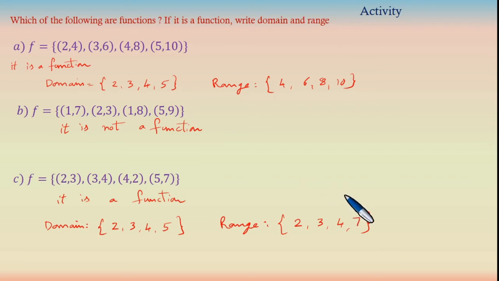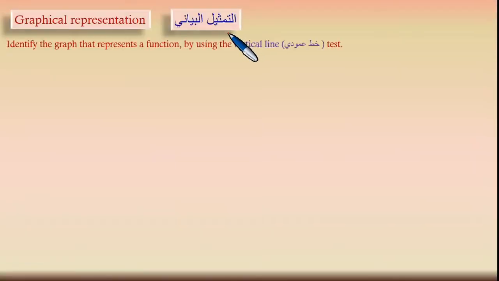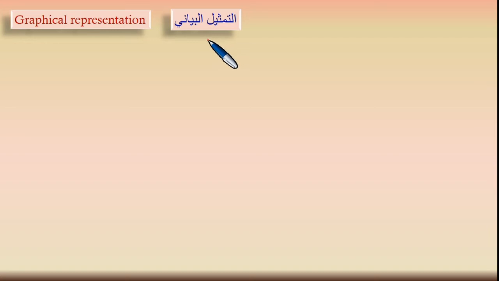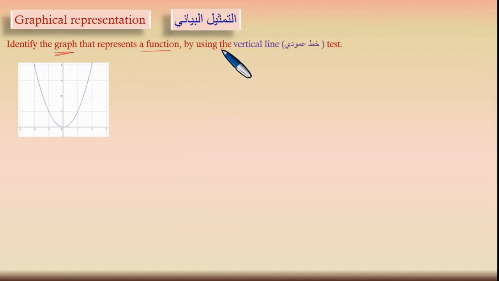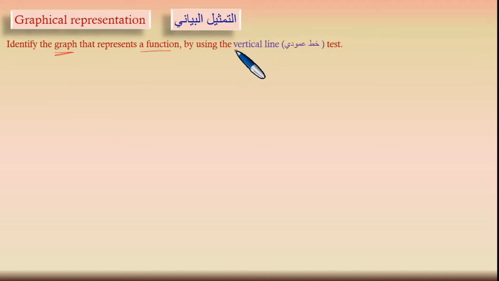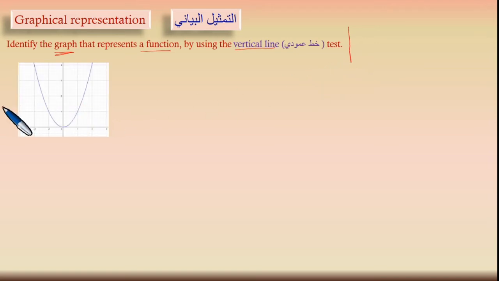I hope it's clear for you. Next representation is a graphical representation. In this representation, we will identify whether a graph represents a function or not by using a vertical line. This kind of straight line is called a vertical line. So now you see a graph over here and see the vertical line. If it's touching only at one point, then it is a function.